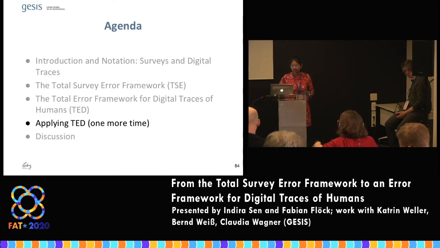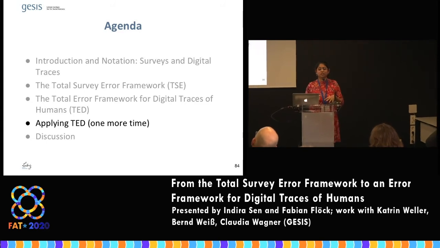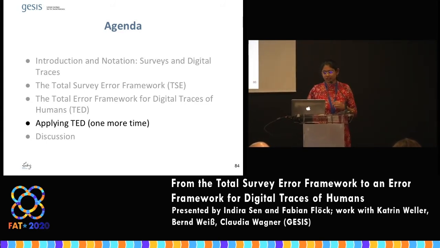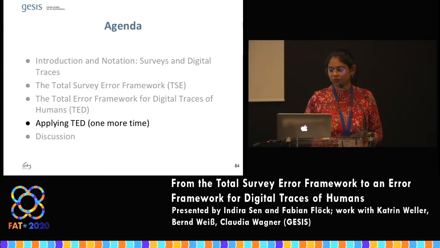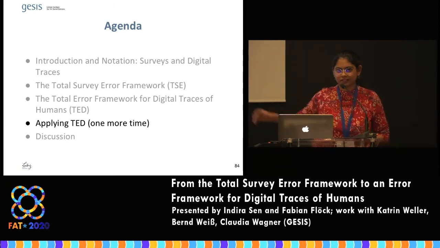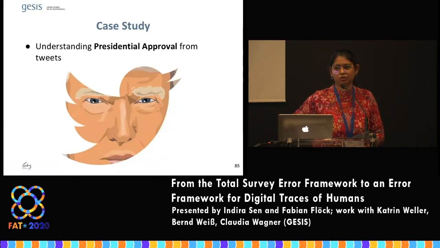Okay. Cool. So this is the last stage where we apply our framework to a case study that's been heavily explored with surveys, to see how the parallels emerge between the two paradigms. And that's understanding presidential approval, something that's been done with surveys for a very long time, for more than 50 years, in fact, to the extent that the question for surveying people about this has remained unchanged for decades.